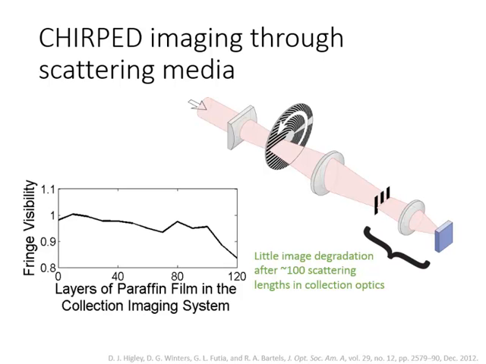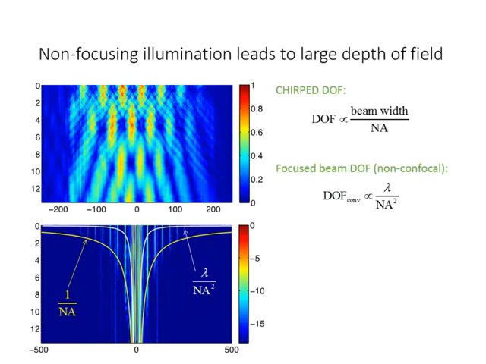The first thing that we did to demonstrate this immunity to scattering in the collection system was to just introduce multiple layers of paraffin film between the object and the detector. We have a single frequency object here, and we looked at the fringe visibility of that single frequency object as a function of the depth of this scattering material. We can go over 100 scattering lengths without significant degradation of that fringe visibility, showing that the collection system is relatively immune to scattering, so all we have to do is make sure that the illumination system can faithfully reproduce these modulation patterns.